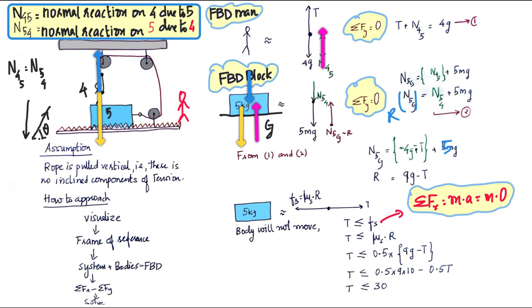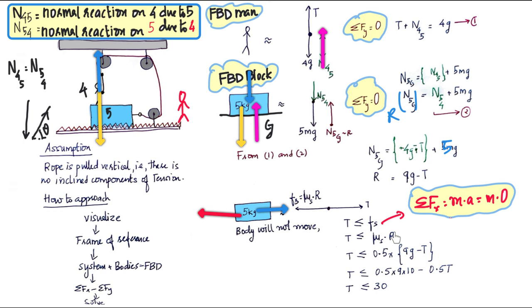Now if you consider the sigma Fx for this block, there are two forces acting on this block. One is the force of friction which will oppose the motion. The other is the tension in the string which will be towards the right. Since there is no movement, acceleration is 0. Therefore sigma Fx is equal to 0. If tension is more, the block will move towards the right. If friction is more, the block will move towards the left. If the block is not moving at all, it means that this tension is not overcoming this friction. Therefore, tension should be less than or equal to static friction for the block to not move.